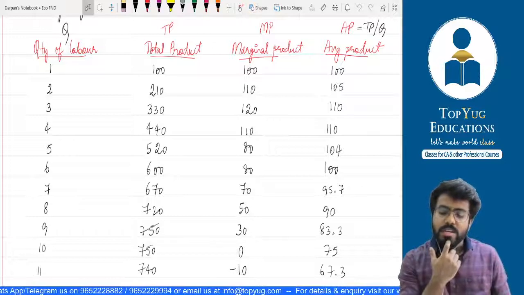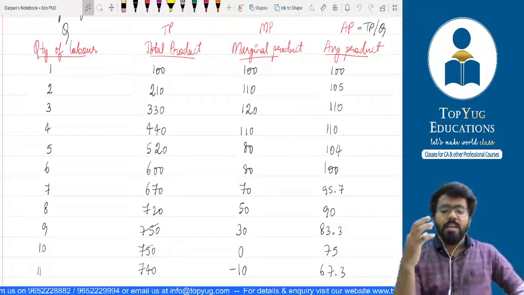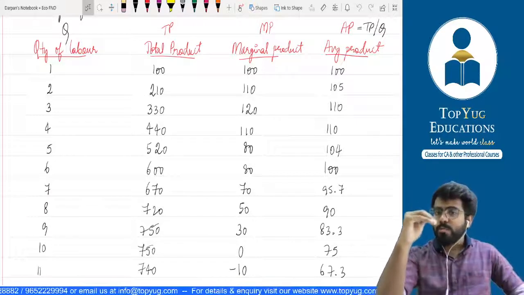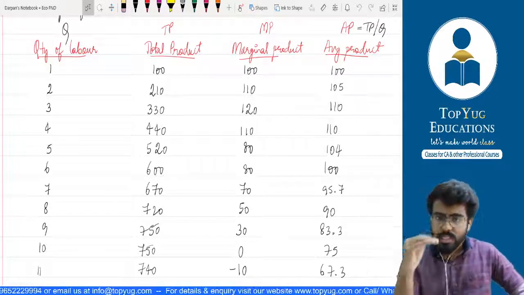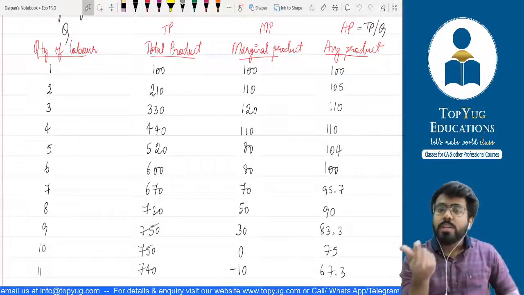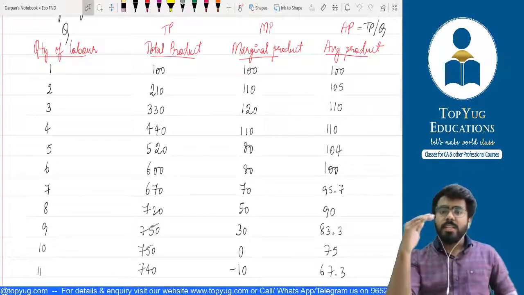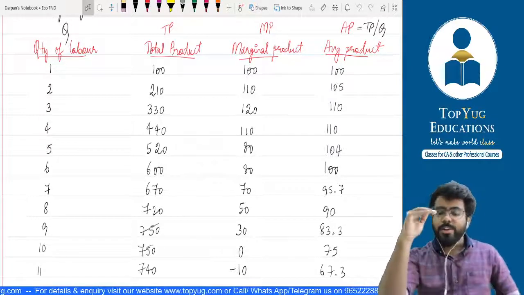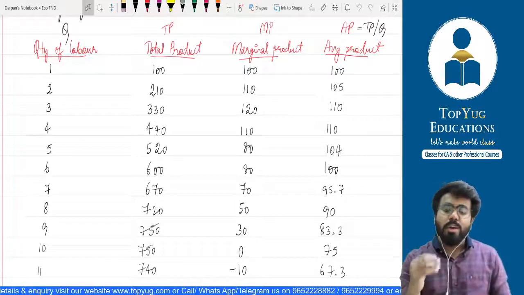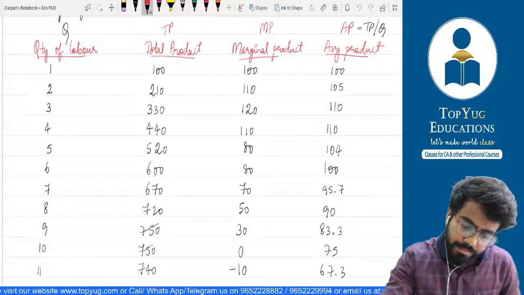What happened with the third laborer? When I employed the third laborer, the total production was 330 and MP also increased to 120. So the MP of the first laborer was 100, the second laborer 110, the third laborer 120. It is increasing. Okay, now let's see the fourth laborer. When I'm employing the fourth laborer, what is the MP? MP has fallen down to 110. It was increasing earlier. It increased from 100 to 110 to 120. But when I'm employing the fourth laborer, it has fallen to 110. Correct?